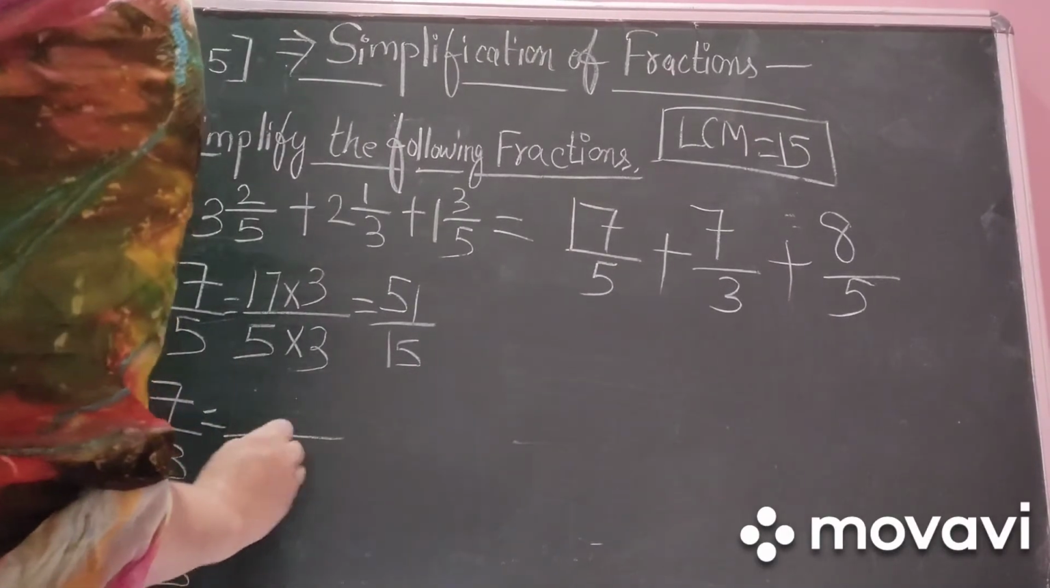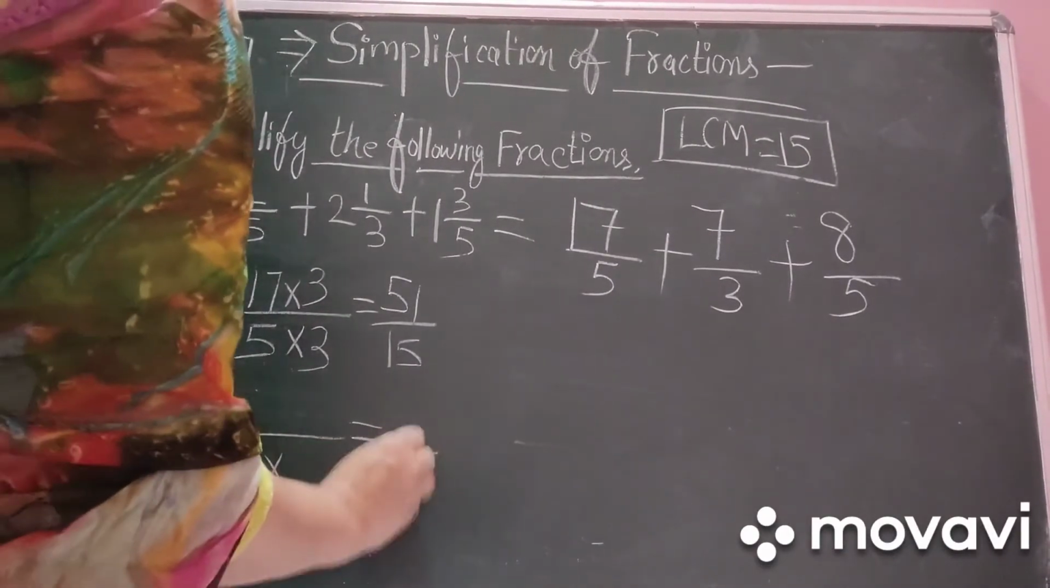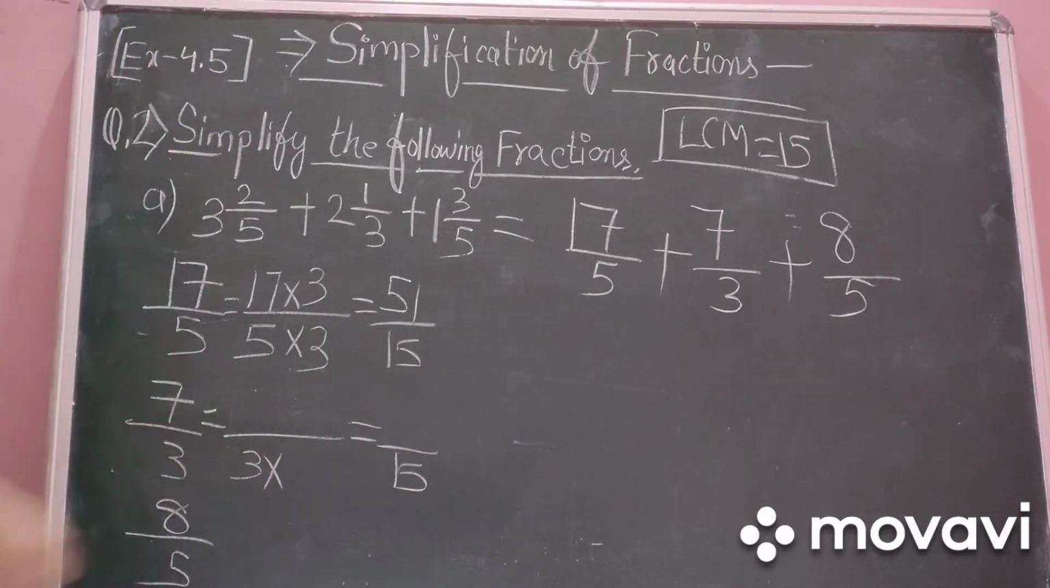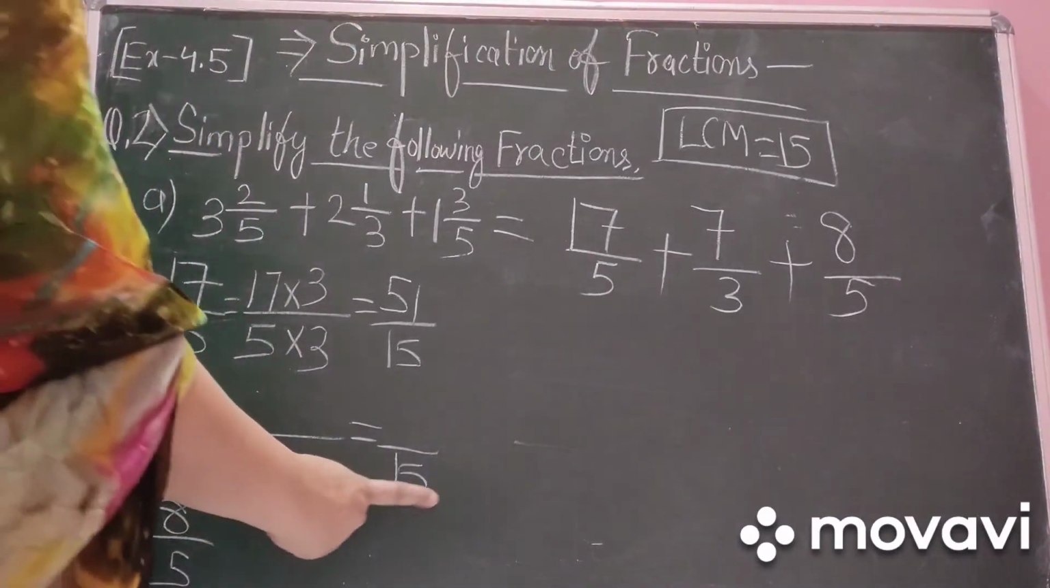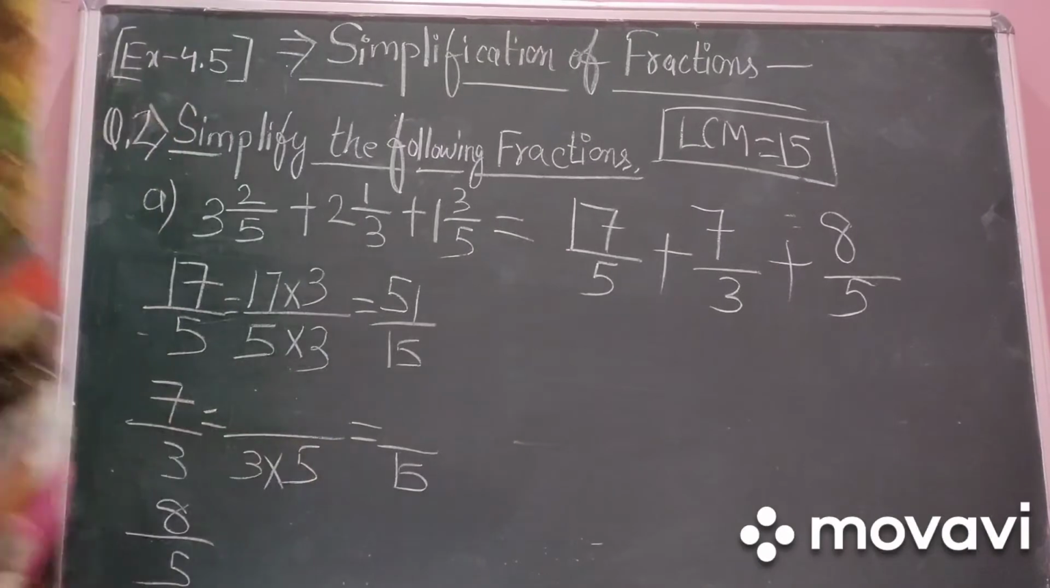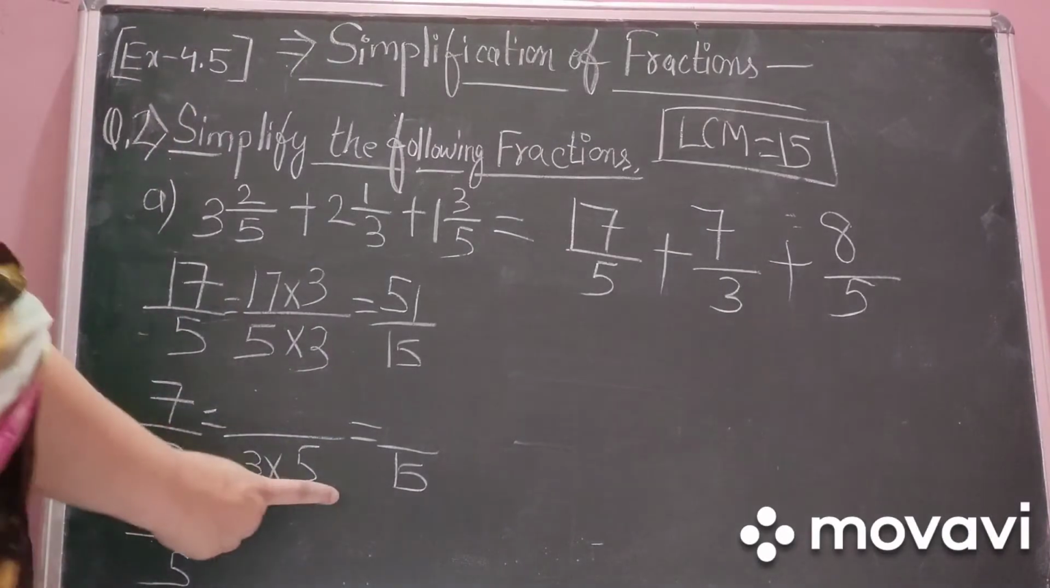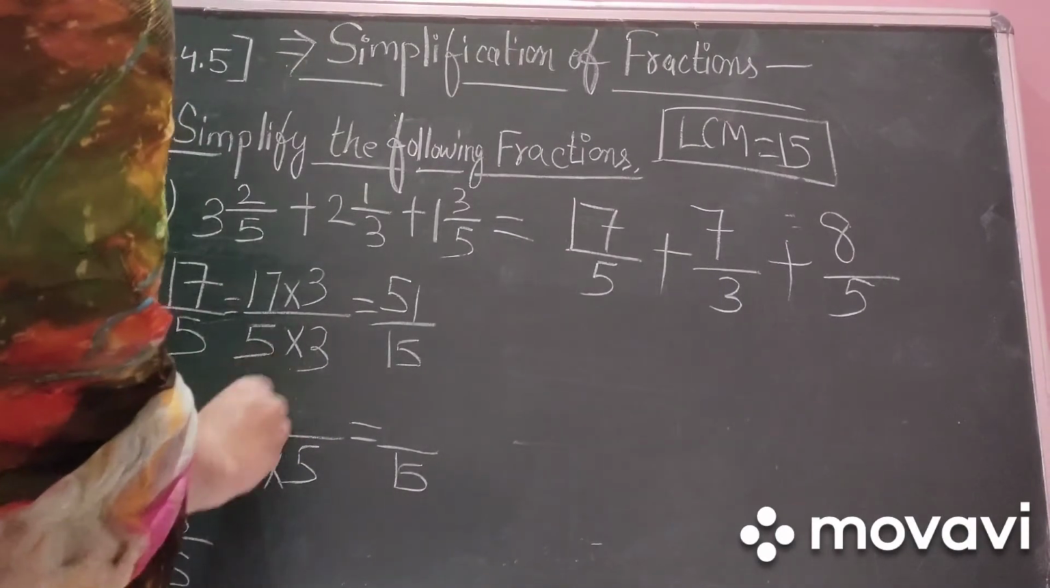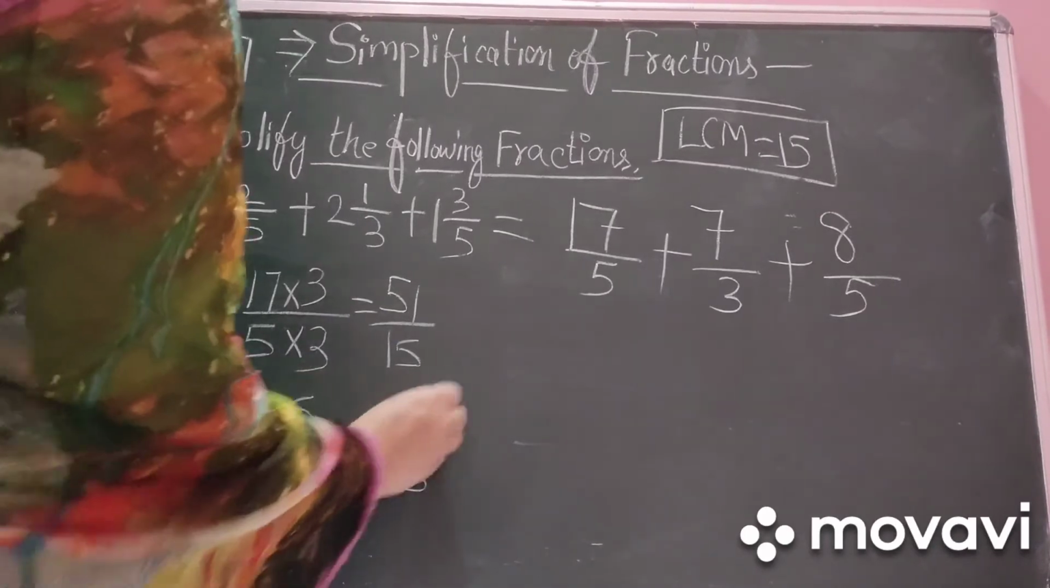Here also you have to make the denominator equal to 15. So what must be multiplied to 3 so that the denominator will become 15? 3 fives are 15, so we have to multiply 5 in the numerator also. So 7 into 5 is 35.